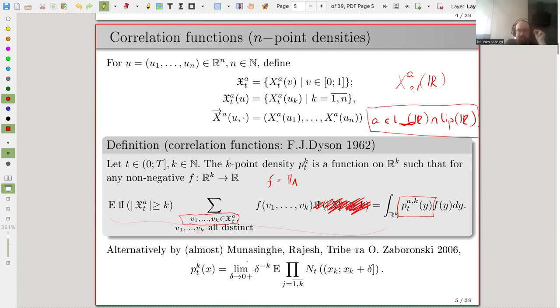So the alternative definition, which is basic for us, is here. We simply take the limit as delta goes to zero of the product of the number of particles that hit in some neighborhood of xk.